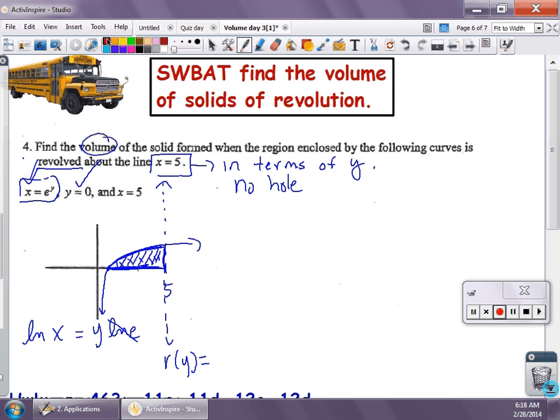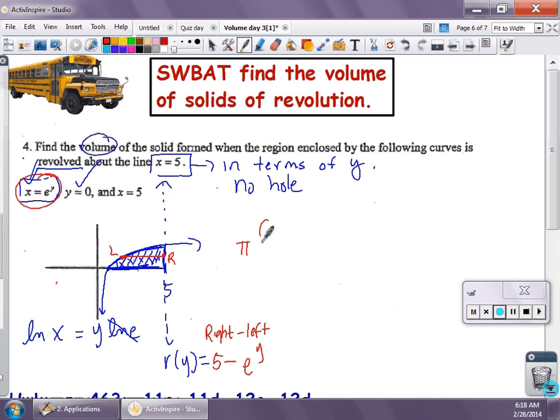I'm going to draw in my representative radius. Always start from the axis of revolution. So the axis of revolution is here, and it travels to the curve, which is here. That is a representative radius. I need the length of that. The length of that radius will be found by taking the rightmost endpoint minus the leftmost endpoint. The rightmost endpoint is 5. The leftmost endpoint is the curve itself, but we have to be in terms of y, so that's e to the y.